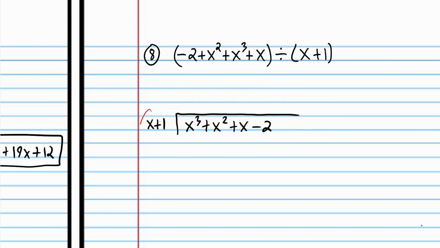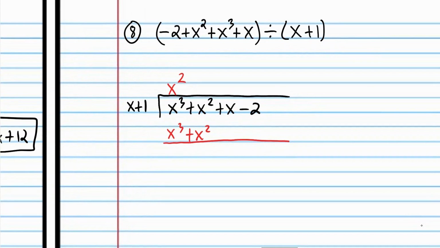Okay, so let's start cycle 1. X times what is equal to x cubed? And the answer is x squared. Step number 2. X squared times x plus 1 is x cubed plus x squared. And step number 3, we're going to subtract. And when we subtract, you can see all these terms just go away. They just disappear. So we're just going to bring down these. X minus nothing is x, and negative 2 minus nothing is negative 2.